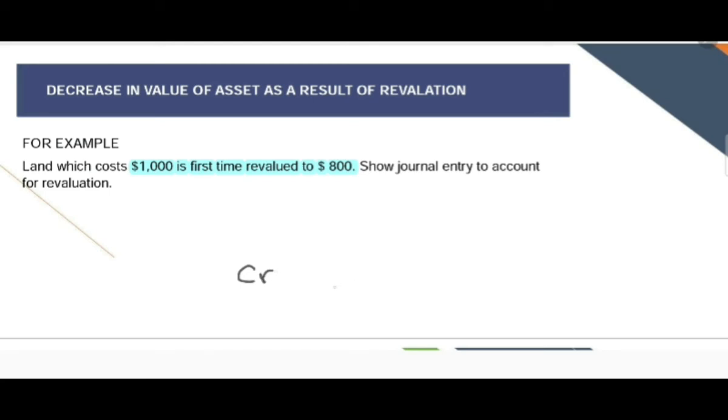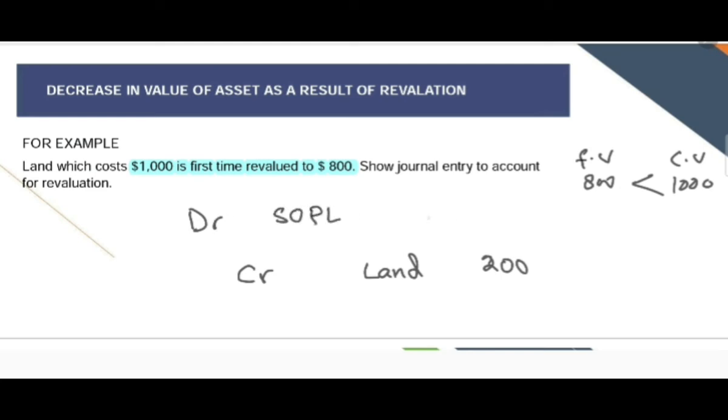We should credit the land by 200 as we are restating it. The value of land has decreased from 1000 to 800, so we need to restate it by crediting the value of land. Now, as the fair value is 800 and the carrying value is 1000, and carrying value is greater than fair value, the difference would be recorded in the statement of profit and loss as an expense. This is the case if an asset is revalued downwards for the first time.